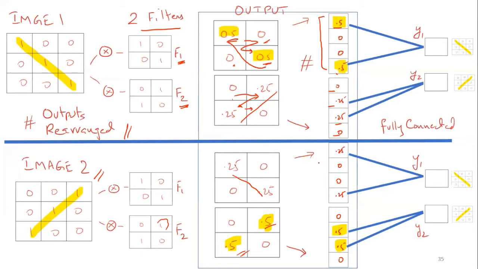So now we've got this output. This is the output from here till here. This is the rearranged output based on image number one being applied to both the filters F1 and F2. And this is the output that we're getting when we apply image number two on both the filters F1 and F2, okay?